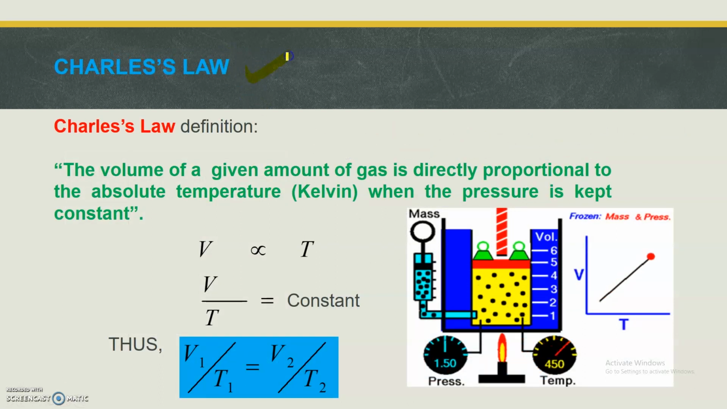Secondly is Charles' law. Charles' law, also known as the law of volumes, is an experimental gas law that describes how gases tend to expand when heated. Charles' law definition: the volume of a given amount of gas is directly proportional to the absolute temperature, Kelvin, when the pressure is kept constant. The volume will increase as the temperature increases. V over T is constant. Thus V1 over T1 equals V2 over T2.